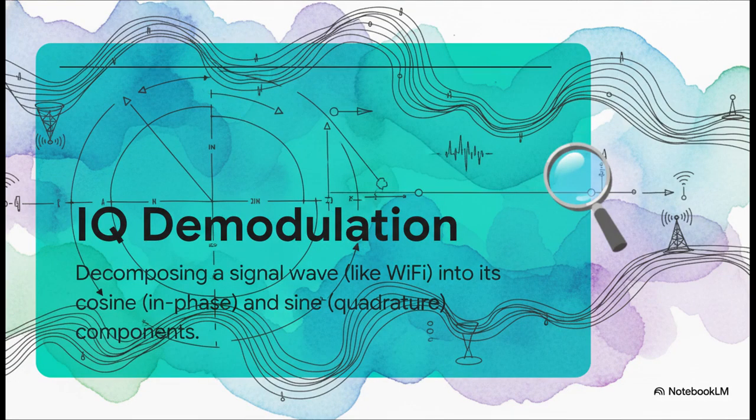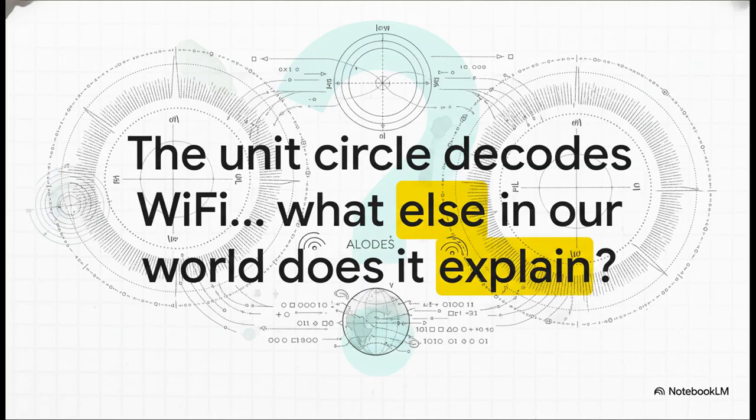Every single wireless signal, think Wi-Fi, your cell phone's data, it all travels as a wave. Your phone uses a process called IQ demodulation, which is a fancy way of saying it takes that incoming wave and breaks it down using the unit circle. It separates the signal into its cosine part and its sine part. That is literally how your phone translates a radio wave into the data you see on your screen. So think about that. This simple circle we've been talking about, it's not just a drawing in a textbook, it's actively decoding the Wi-Fi signal that might be bringing you this explainer right now.